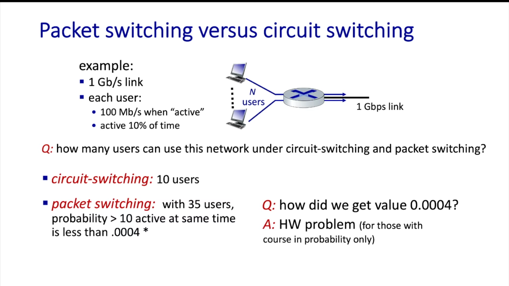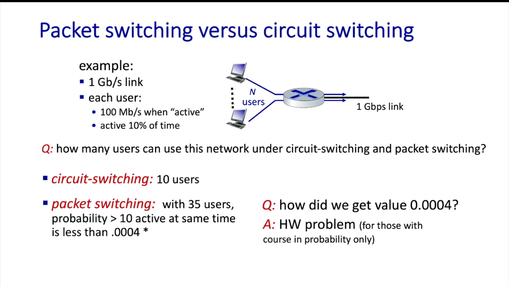One can show with some basic probability and combinatorics, which are not required for this class, and so we won't go into this calculation here, that the fraction of time that more than 10 of the 35 users are active is 0.0004. That is, if we let all 35 users into the system under packet switching, then the percentage of time when queues will start to grow is less than 4/100ths of 1% of the time. That's a pretty small number.